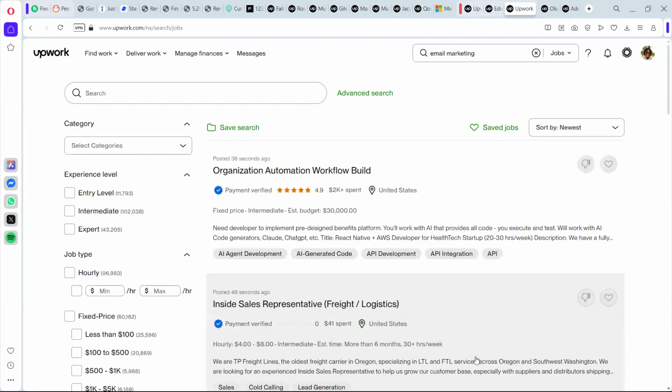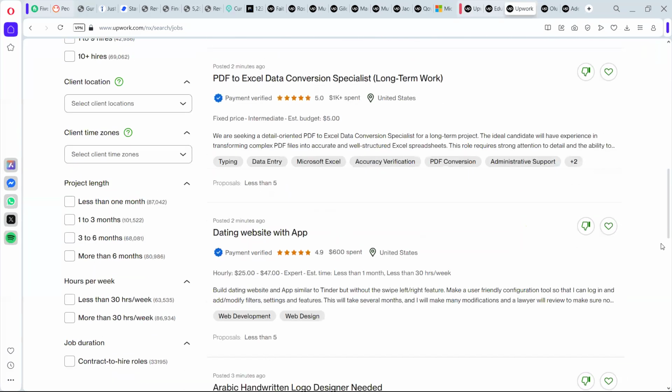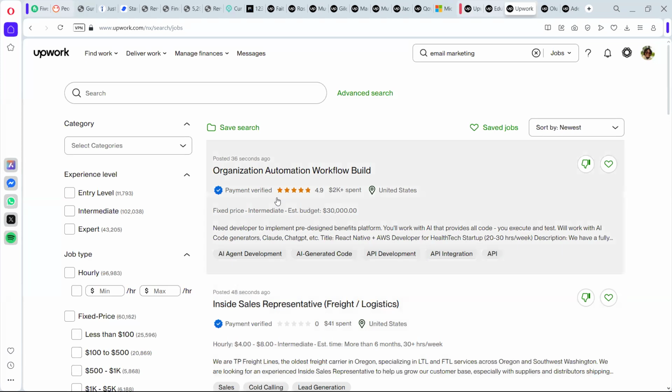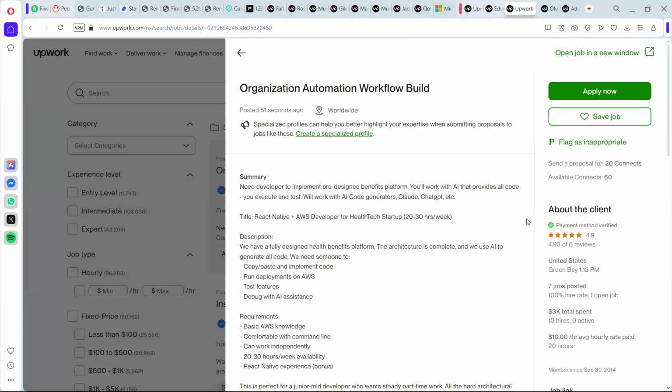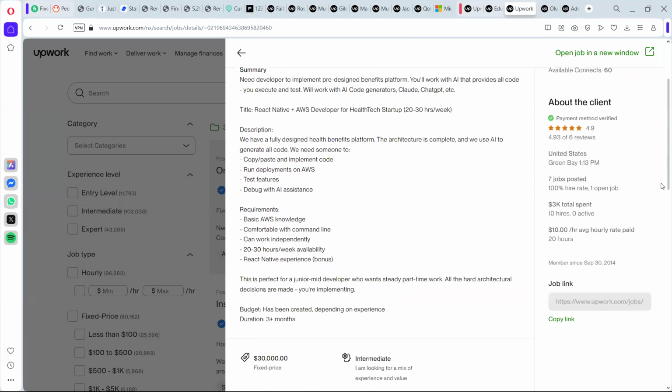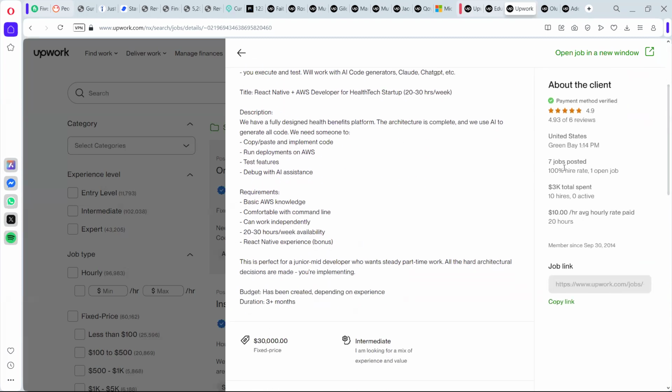Because when you are searching for jobs, you guys know about the search filter, but it's not the search filter I'm here to talk about. So let's just take any job, for example, this job. As you can see, you just click on this job and you can see the about the client. You can see everything you need to know. And see, this client has posted 7 times and they have a 100% hire rate. And these are jobs you want to go for.